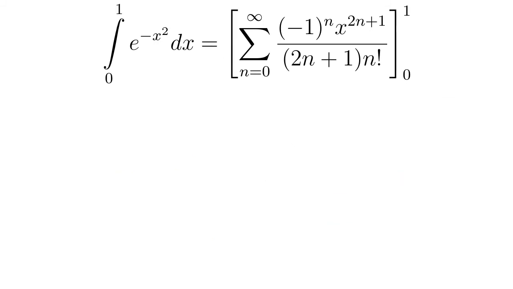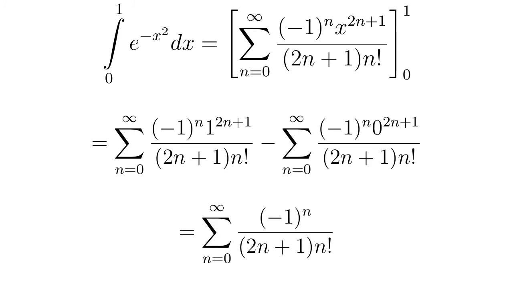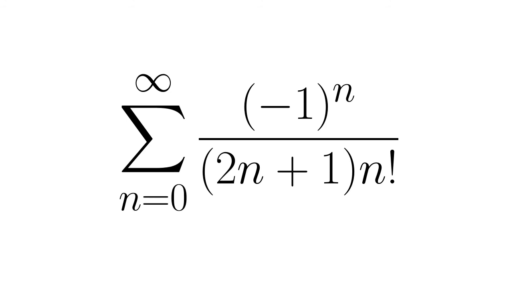So now let's work out the integral from 0 to 1. To do this, we simply take the power series evaluated at x equals 1 and subtract the power series evaluated at x equals 0. Notice that every term in the power series evaluated at 1 has 1 to some power, which does nothing, so we can remove it. Notice also that every term in the power series evaluated at x equals 0 has 0 to a positive power, so it is just an infinite sum of zeros, which is 0. So now we're just left with the sum from n equals 0 to infinity of minus 1 to the n over (2n plus 1) n factorial.